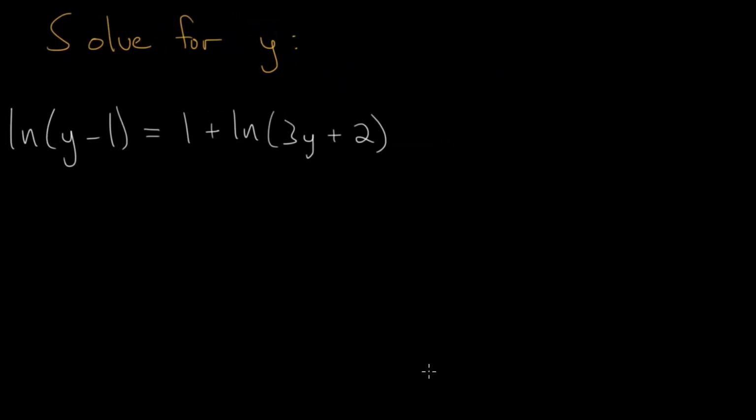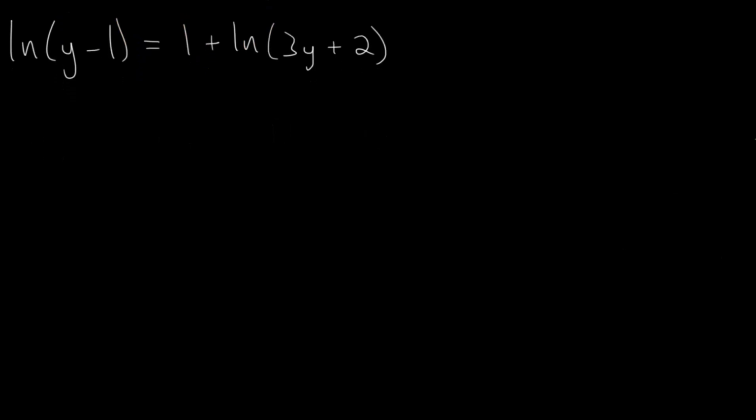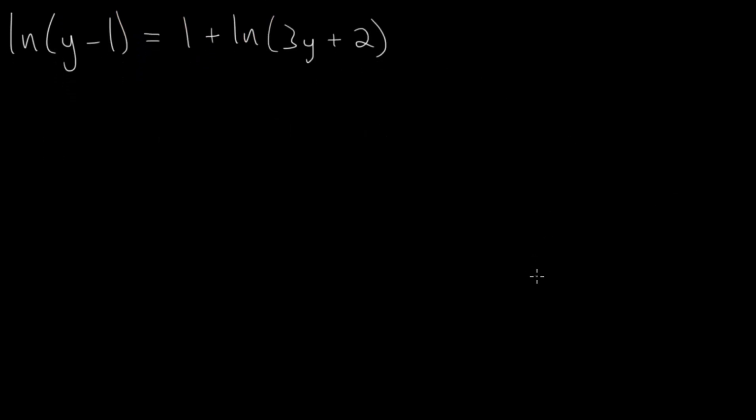Now, when solving these logarithmic equations, let me make just a bit more room, we can use the properties of logarithms. And remember that the natural log of, let's say, x, this is just a logarithm with base e, log base e of x, where e is the exponential constant, 2.718, and so on. It's an irrational number, so it has an infinitely long, non-repeating decimal.